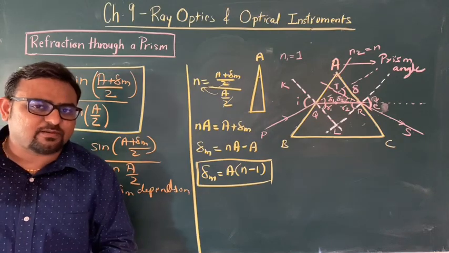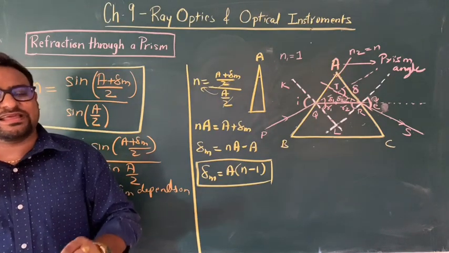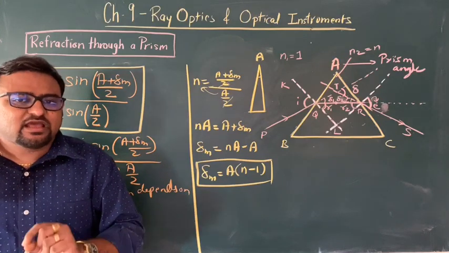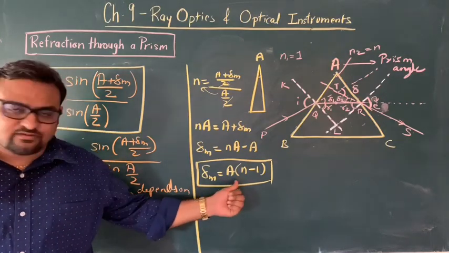This is the formula for deviation when we use a thin prism. Remember, what is thin prism? When the prism angle is very small, such type of prism we call as thin prism. So this will be the deviation, right?